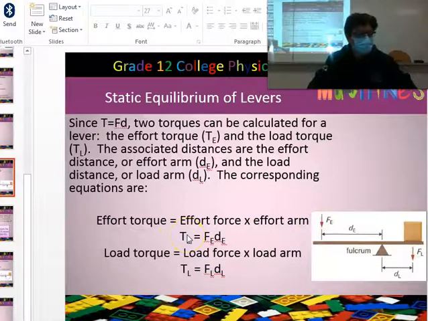Now, if one of these torques is greater than the other, for example, if the effort torque is greater than the load torque, then it will overcome the load torque and rotate. It'll win and rotate counterclockwise. If the load torque is greater, it'll rotate clockwise. But if the effort torque is the same as the load torque, it won't rotate at all, and it will remain in what we call static equilibrium.